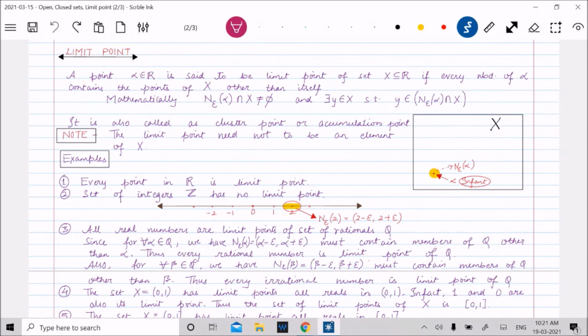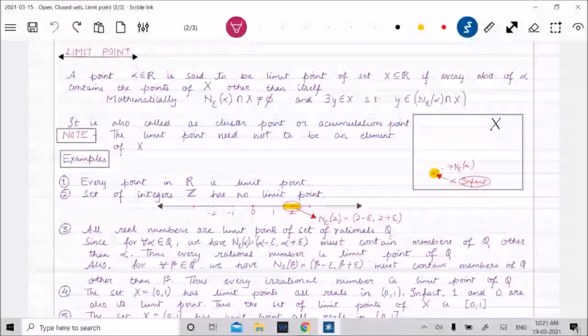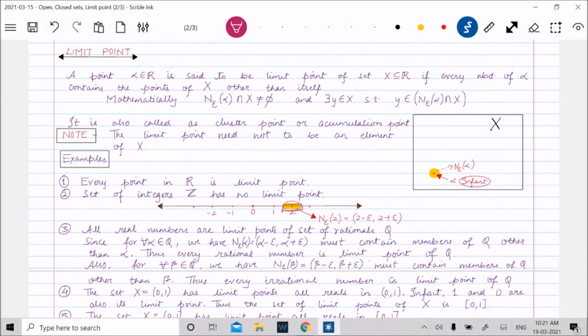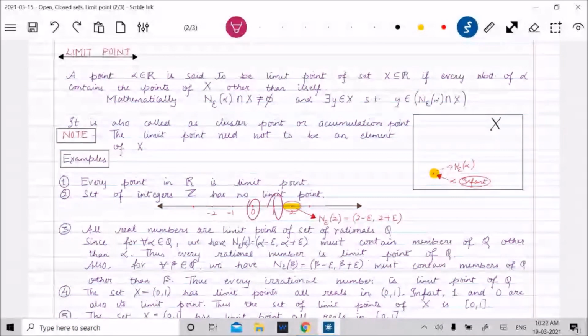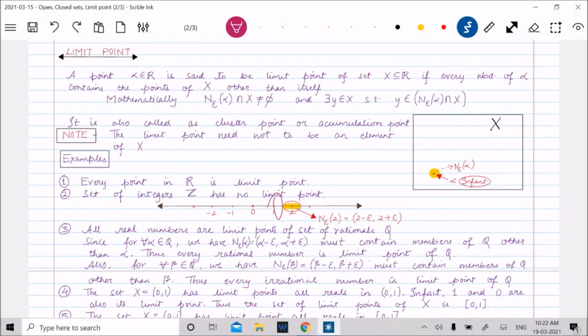You can see that in this orange colored patch, which is actually the neighborhood of 2, there are no integers. So since there are no integers in this orange colored patch, it means that this 2 is actually an isolated point, so it cannot be a limit point. And of course, this is true for every integer you choose on this real axis. So none of the points of the set of integers Z is a limit point. There are no limit points inside the set of integers capital Z.